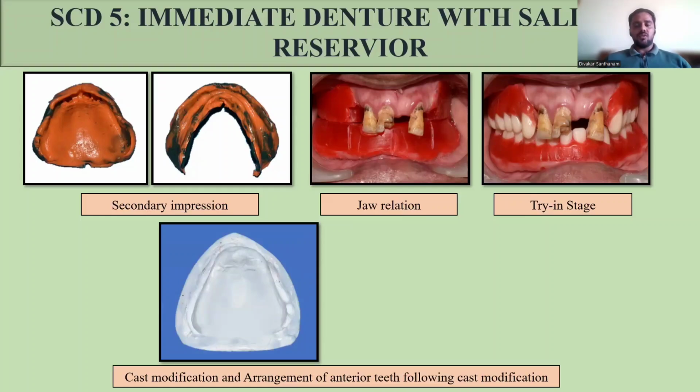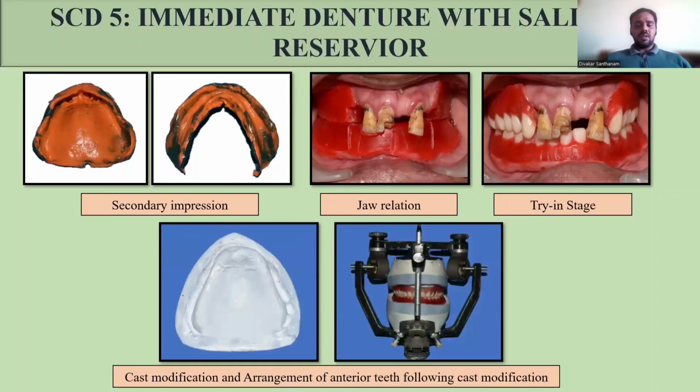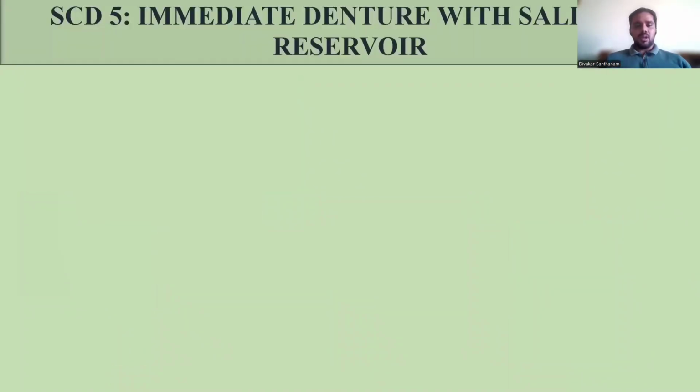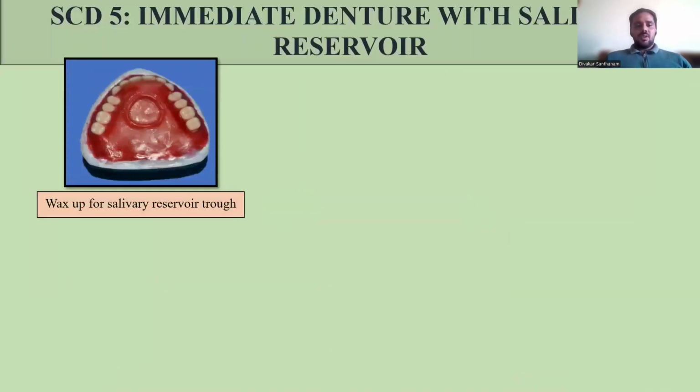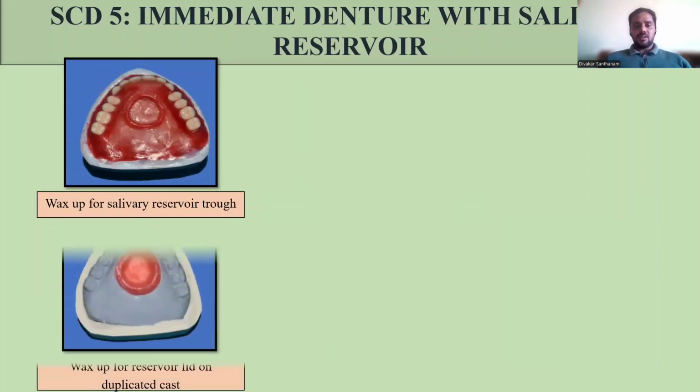We removed the teeth which we are going to extract during the insertion time, because we are fabricating the immediate complete denture, right? So we modified the cast, removed the remaining anterior teeth, and did the complete teeth arrangement in the semi-adjustable articulator. After the teeth arrangement, we made a wax-up for a salivary reservoir in the palate region.